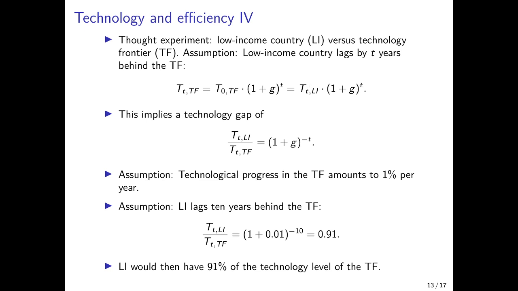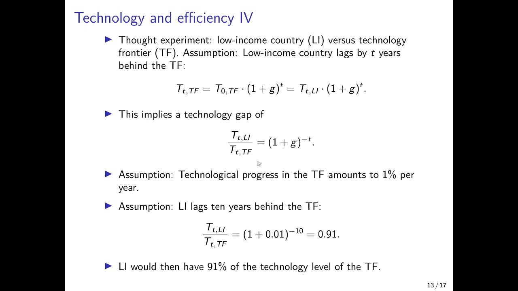And now we can reformulate this to express the technology gap between the two countries as a function of the rate of technological progress and the number of years that we assume the low-income country lags behind the technological frontier. So this is easily seen. We bring this term to the right-hand side and this term to the left-hand side. If we do so, we get (1 plus g) to the negative t in the exponent, and that's the technology gap between the two countries.